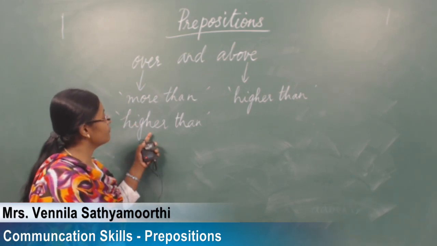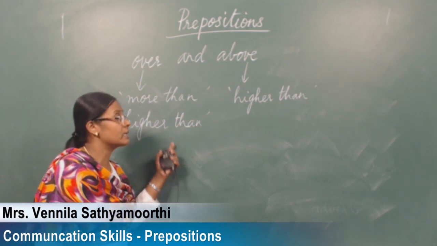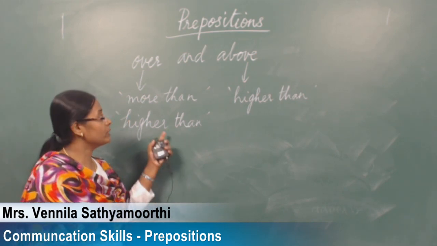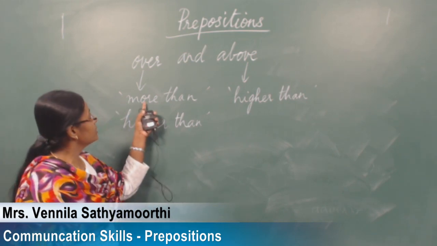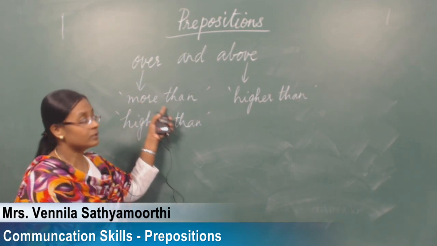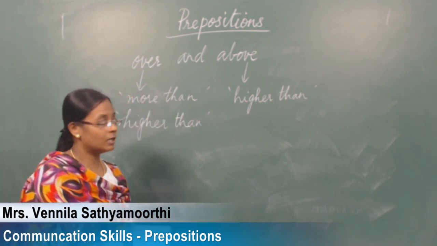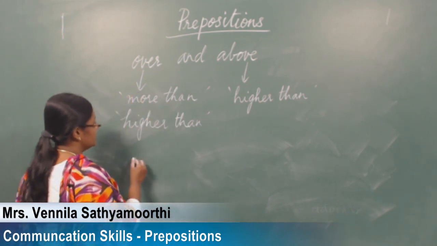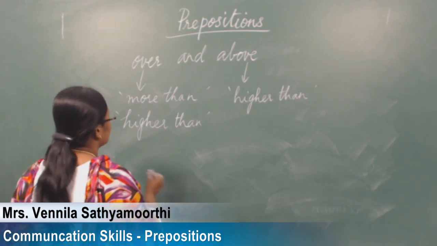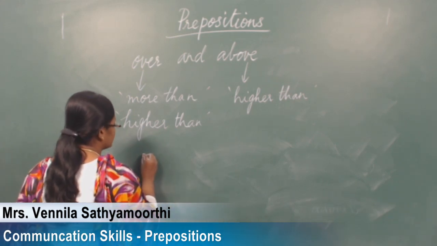You can say birds fly over us, you can also say birds fly above us. But when you talk about a sentence where you want to convey more than, you have to use only over and not above. Similarly, it's below and under.